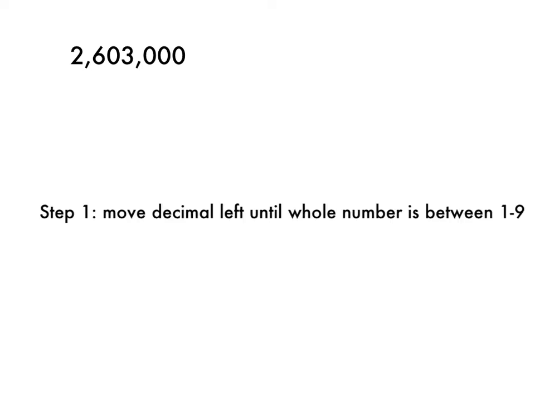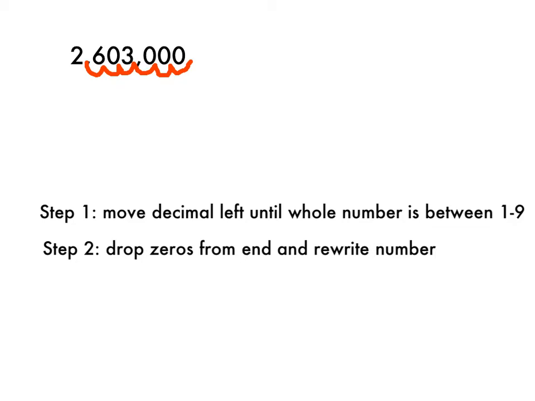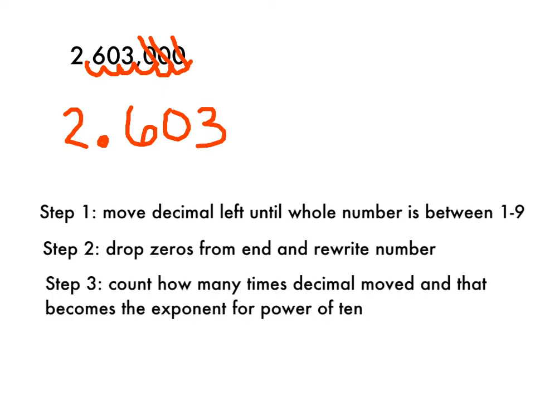Step 1 is to move the decimal left until you have a whole number that is between 1 and 9. I stopped between the 2 and the 6 because now the 2 is my whole number. Step 2 is to drop any zeros that are on the ends and then rewrite the new number. It's now 2.603.